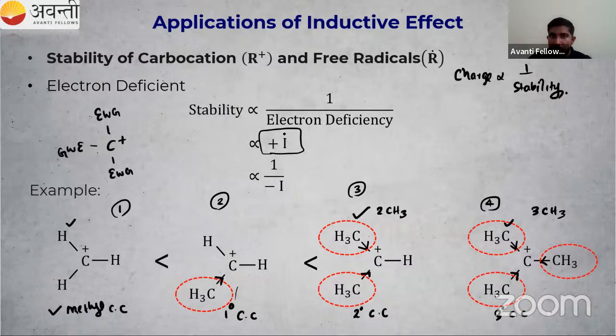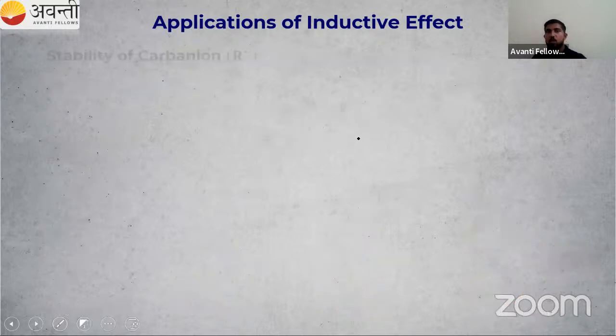CH3 has a plus I effect, so the charge decreases. So that is the thing here. The tertiary carbocation is more stable due to the plus I effect of three CH3 groups, which are electron donating groups. So that's the thing here.